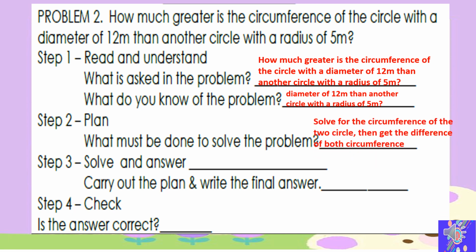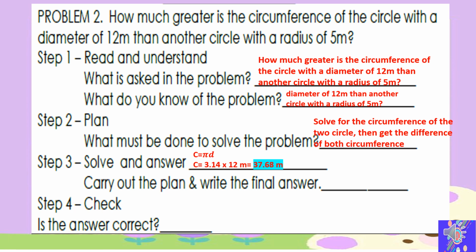And for the plan, what must be done? So solve for the circumference of the two circles, then get the difference of both circumferences, and then solve. So first, you have to get the circumference of the circle with a diameter of 12 meters. The formula that we're going to use is C is equal to pi d. So that means C, or circumference, is equal to 3.14 times 12 meters, equals 37.68 meters.